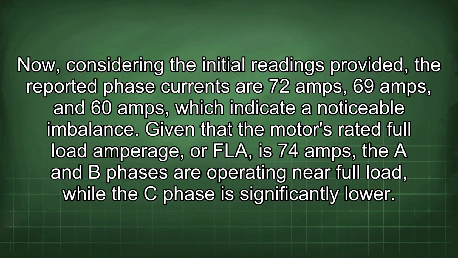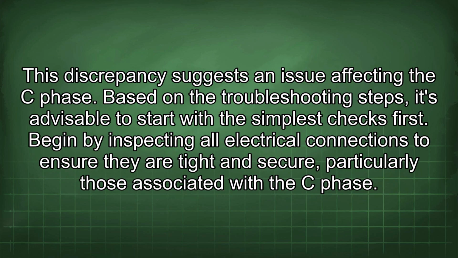Now, considering the initial readings provided, the reported phase currents are 72 amps, 69 amps, and 60 amps, which indicate a noticeable imbalance. Given that the motor's rated full load amperage, or FLA, is 74 amps, the A and B phases are operating near full load, while the C phase is significantly lower. This discrepancy suggests an issue affecting the C phase.